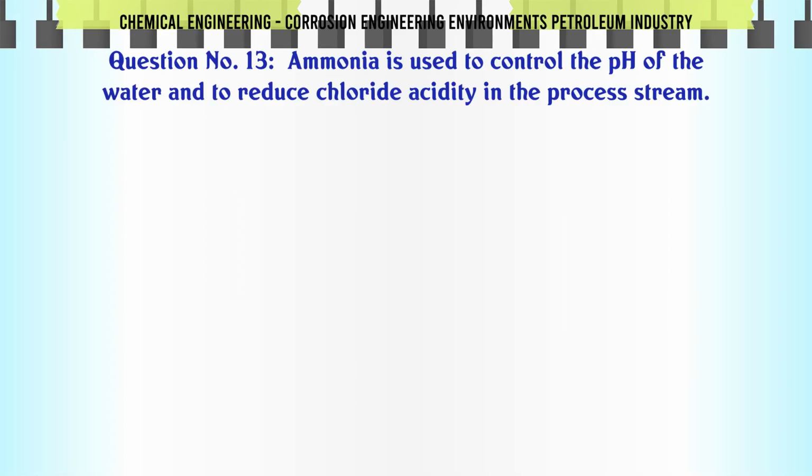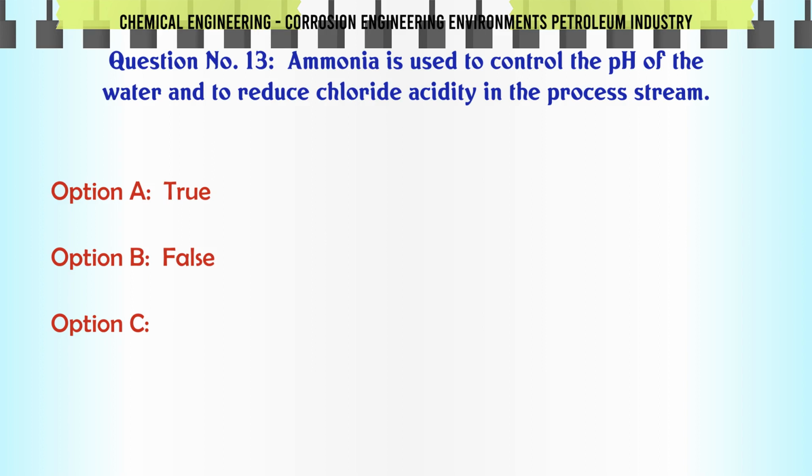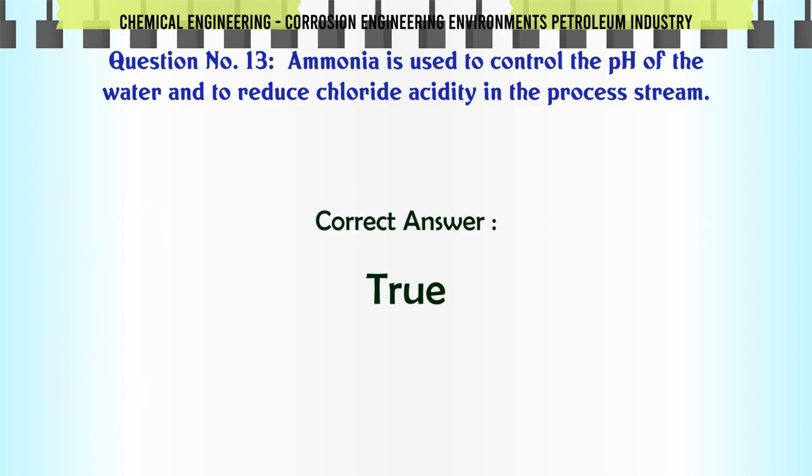Ammonia is used to control the pH of the water and to reduce chloride acidity in the process stream. A. True. B. False. The correct answer is true.